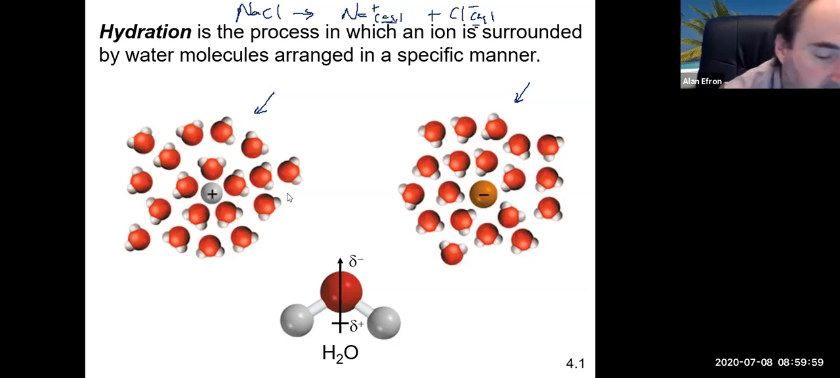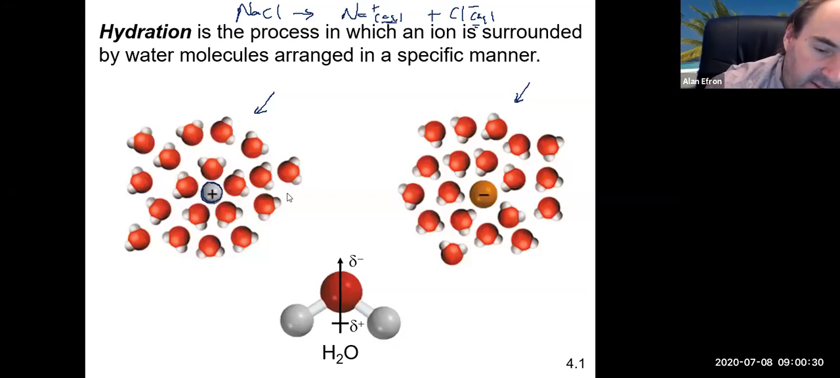Water, as we talked about, is a polar molecule where the oxygen part is more negative and the hydrogen part is more positive. So when a positively charged sodium ion goes into solution, it gets surrounded by water. It's the oxygen side of water, which is negative, that surrounds it, right? Opposites attract. So the positive and negative attract each other, and water surrounds all the positive ions.